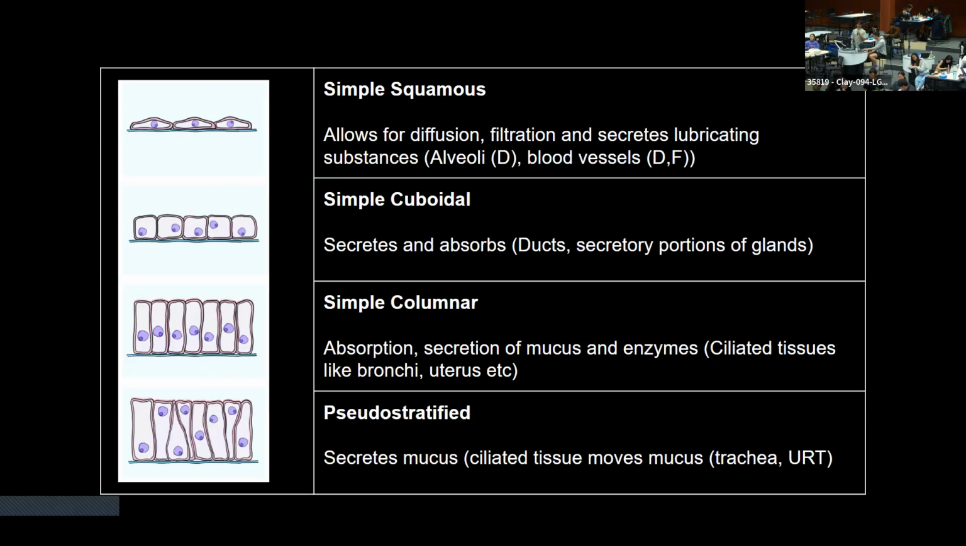Cuboidal and columnar generally have pretty similar function, which is secretion and absorption. They do also occasionally have other fancy features on them, like cilia, microvilli, brush borders. We'll go through that soon as well. We've got pseudostratified, usually columnar, and these secrete mucus, and it is the primary tissue of areas such as the trachea and the upper respiratory tract.